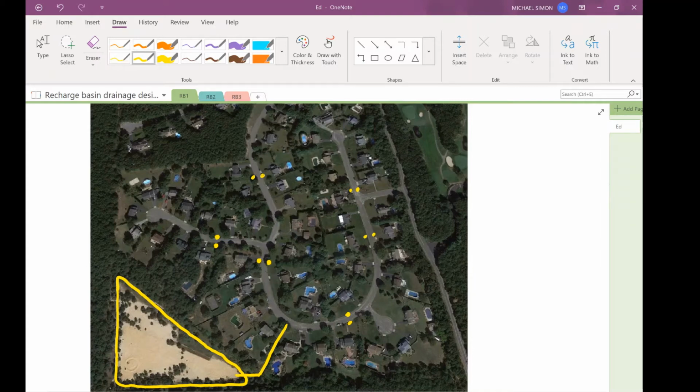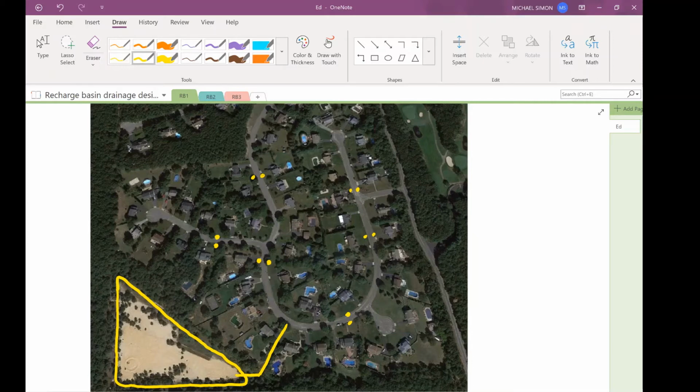Now, the reason that we design a catch basin on both sides of the road is that your roads are symmetric. So if the water is flowing down one curb line on the right side of the road, it's also going to be flowing down the curb line on the left side of the road as well.